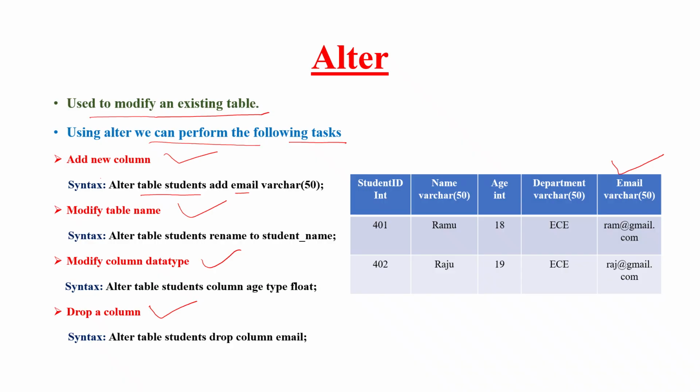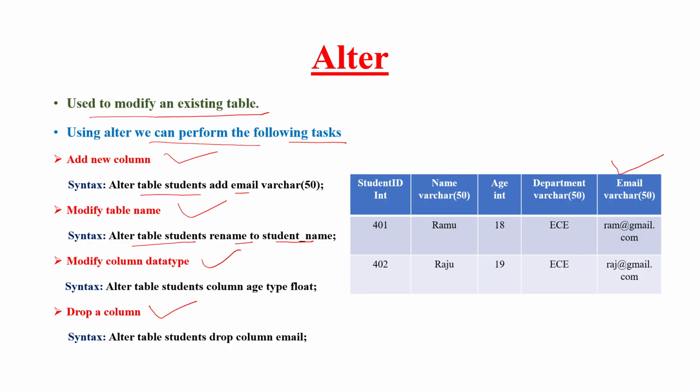Let us also modify the table name. To modify the table name, we can use the following syntax: alter table students. The existing table is the student table, so we need to change the students table to student name. For that, alter table students, rename to student name. Now the student table is modified to the student name table.